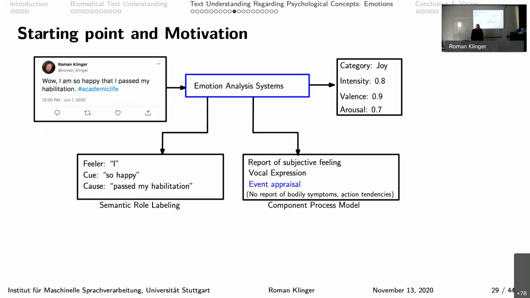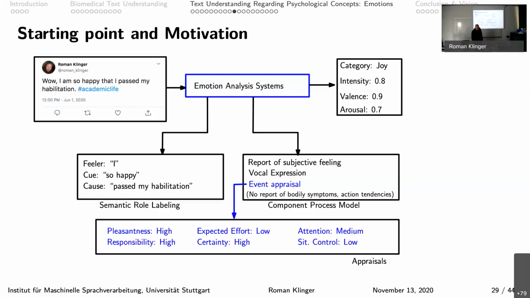So yeah, back to my graph here. Now we are in the middle of the component process model, and part of this is the appraisal. And appraisal is an interesting concept, not too easy to grasp actually, but you can measure this with a set of different dimensions. So for instance, do you find an event pleasant?